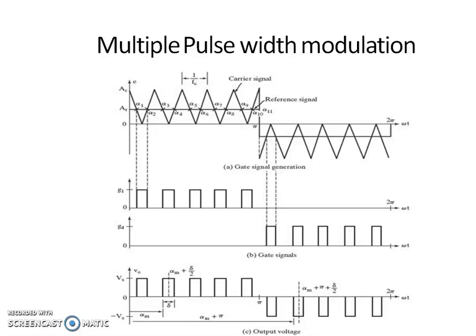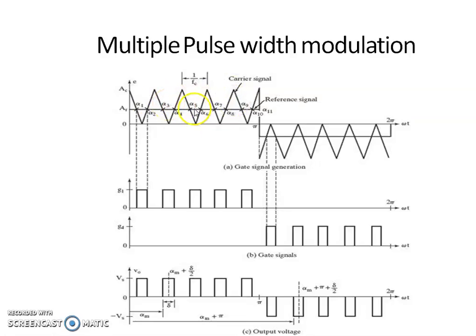In the multiple pulse width modulation technique, there is a reference rectangular signal, and the frequency of the reference signal is determined by the frequency of the output signal. The frequency of the reference signal is the same as the frequency of the output signal, and the magnitude of the reference signal is AR. The frequency of the carrier signal is FR. The carrier signal is a triangular signal.